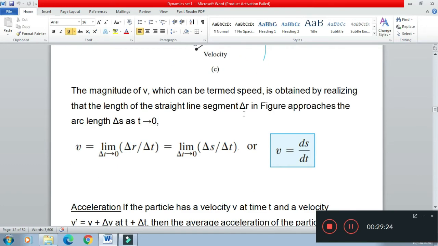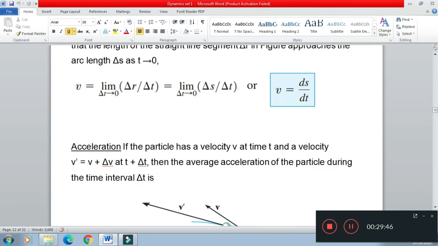Then if you want to determine the magnitude of velocity, it is speed. For calculation of speed, we can simply take the magnitude of delta r, or we can take the magnitude of delta s. For small time, delta r and delta s both are the same. Then velocity magnitude or speed will be simply ds over dt.